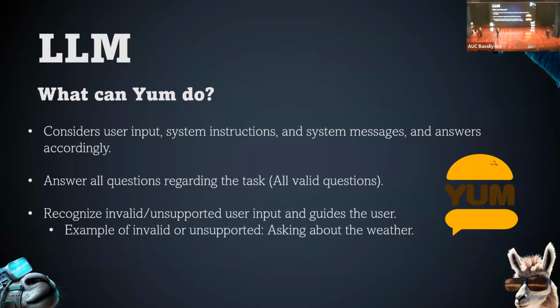Okay, so at this point, what can Yum do? Yum can consider the user input, system instructions, and system messages, and answer accordingly. In fact, he can answer all the questions regarding the task, at least all valid ones. Any invalid or unsupported questions will be recognized and regarded by Yum as unsupported. And he will be able to tell you, the user, that he's doing X, Y, and Z, and he cannot do that. You might be asking what type of unsupported question he can be asked. Anything that is outside the food ordering scheme. Something like asking about the weather.